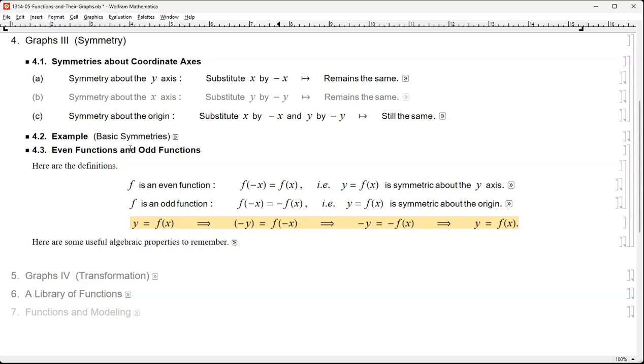Yes. So it fits this description here. Substitute x by negative x and y by negative y, and still the same? Yes. So you don't have to check everything here. For functions, you don't have to substitute both of them. Just substitute negative x in place of x, and see if you get negative of whatever you started with.